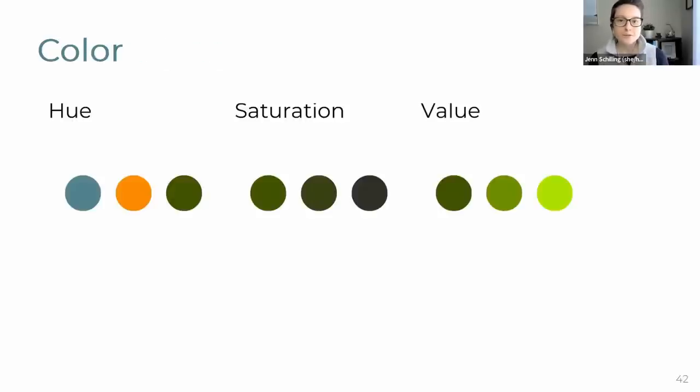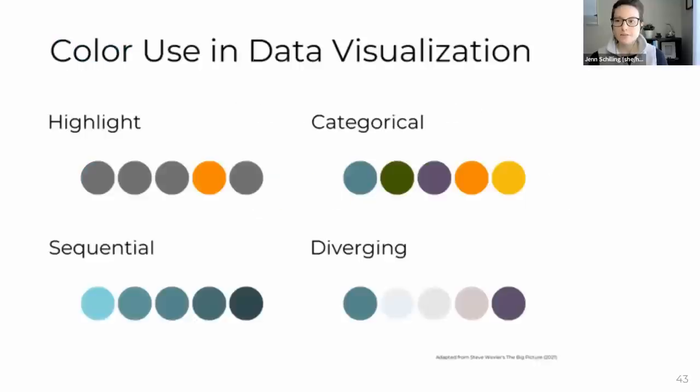So color has three components: hue, saturation, and value. Hue is the shade, or what we typically think of when we say color. Saturation is the intensity, or how rich and intense the color is. And value is the lightness or darkness. And these three components are how we create different colors. And we've already seen how color can be used to draw attention, highlight information, group data points together. Now we're going to talk more specifically about the main uses of color in data visualization.